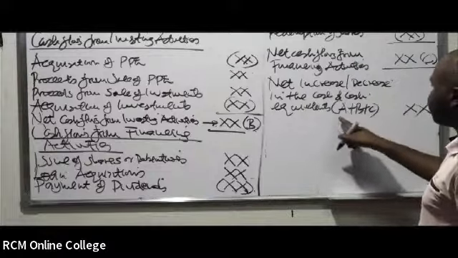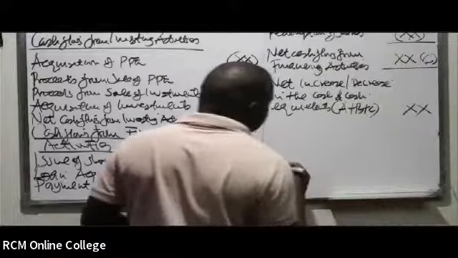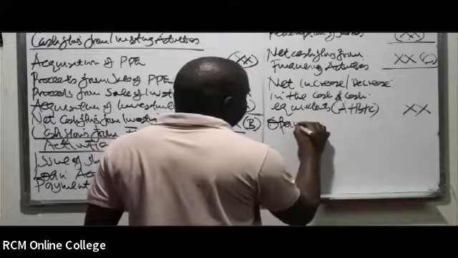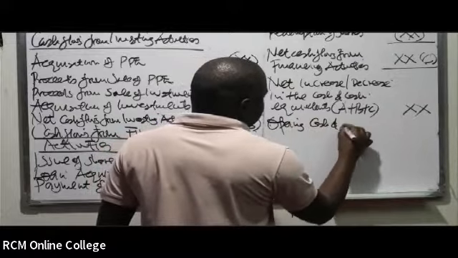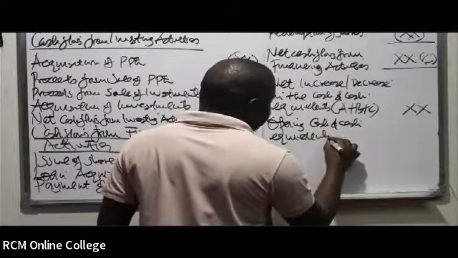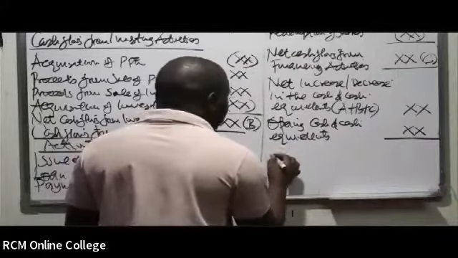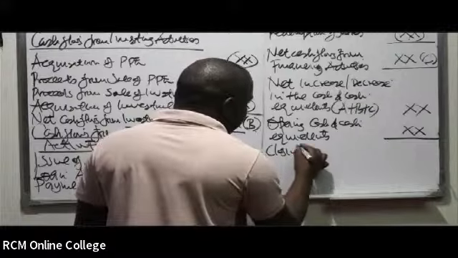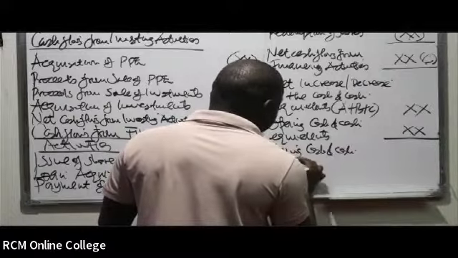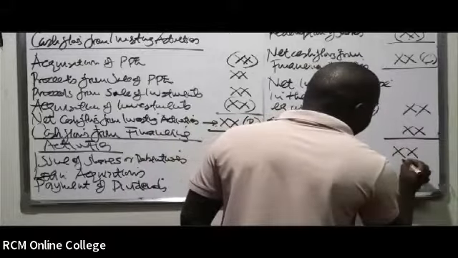How do you get it? You add the three figures, A, B, and C. You'll get a figure here. Then once you have that figure, you add on the opening cash and cash equivalents. With that, you'll have the closing cash and cash equivalents.